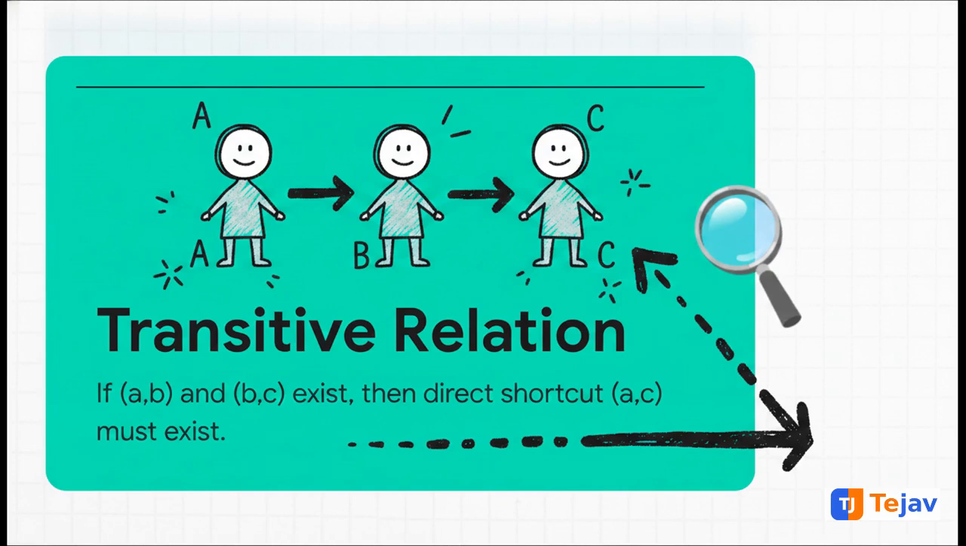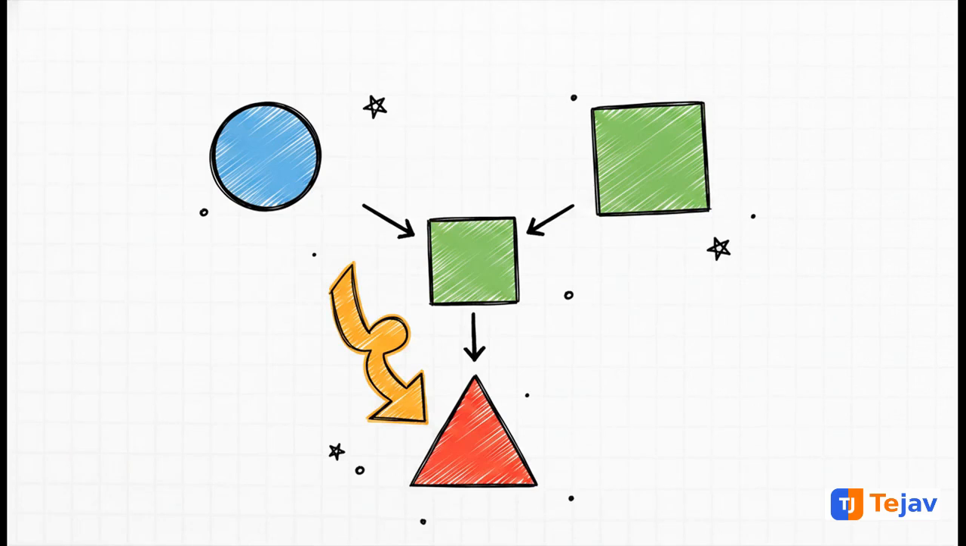Now, this one tends to trip people up sometimes, but it's actually super logical. Think about 3 friends. If person A knows person B, and person B knows person C, it's like a direct link magically forms where A becomes connected to C. So mathematically speaking, if (1, 2) and (2, 3) are in the relation, then that direct jump, (1, 3), must also exist. So here's your quick exam hack.